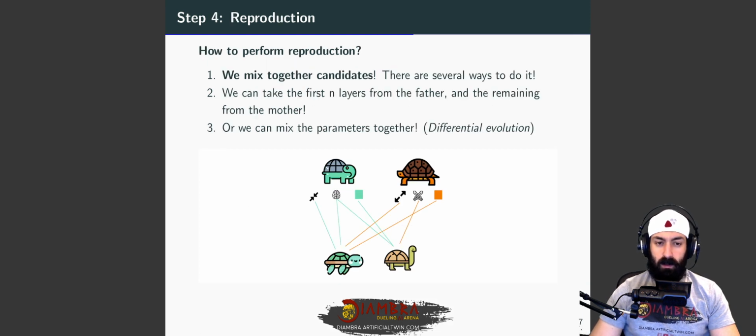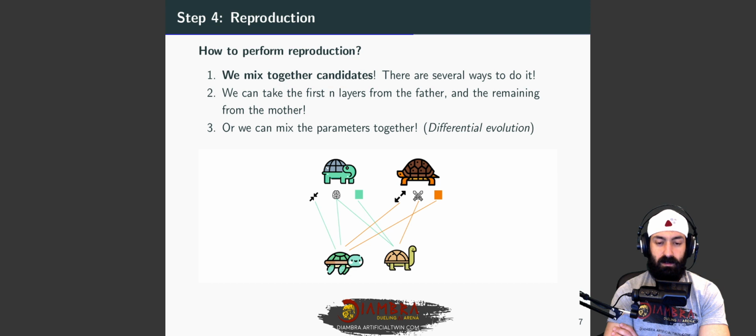Yeah, so the next two steps are reproduction and mutation. In step 4, we have reproduction, and the idea is to mix together the networks. There are several ways to do it. There are not so many papers about this, so I actually came up with my own ideas. The idea is you take two networks, A and B, and both networks have the same structure.